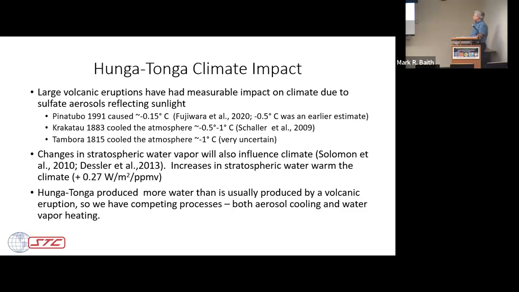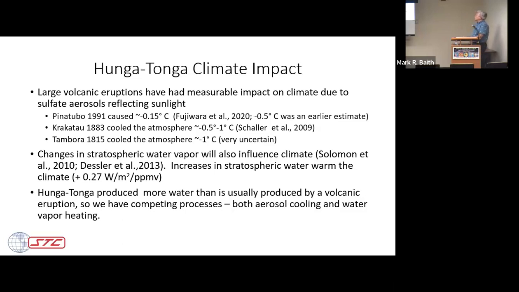Okay. So I digress. Krakatau in 1883 cooled the atmosphere about 1 to 1.5 degrees, they think. Again, it was a long time ago, and it's harder to figure that out. And Tambora in 1815 was even bigger.